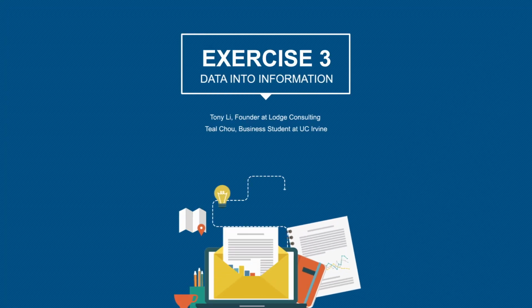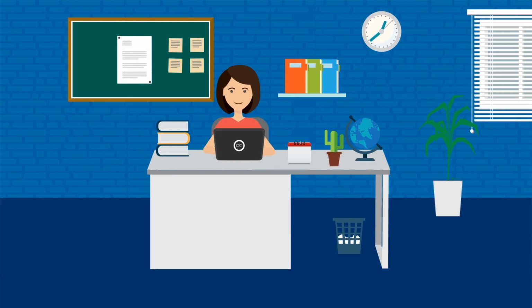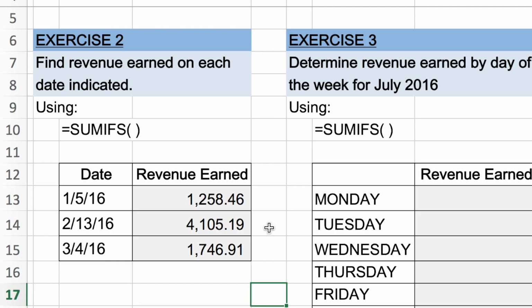Throughout this module, I have been talking about this concept of organizing data. Exercise 3 touches upon the next step because once we have the data, we want to start making sense of it. This is where data becomes information. So for example, when we look at this table, do you think this is data or information?